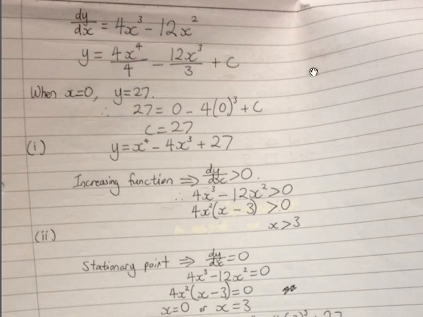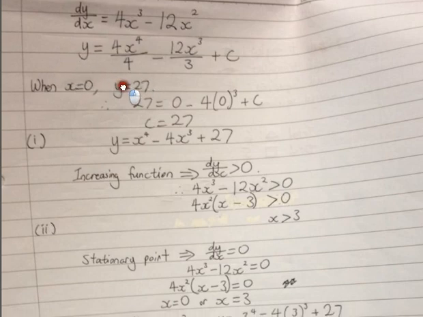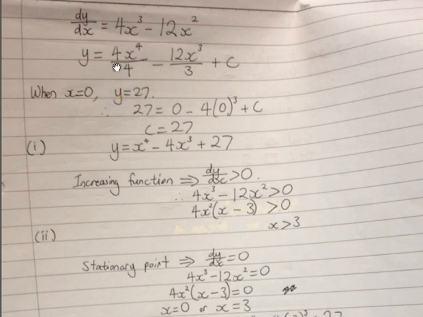So to find the value of this constant c, we need to substitute the coordinate in, because the curve passes through x equals 0 and y equals 27. This is the coordinate of that point. And when we substitute in, we find that c is actually equal to 27. In other words, the constant has a value of 27, and therefore the curve is y equals x to the power 4 minus 4x cubed plus 27.